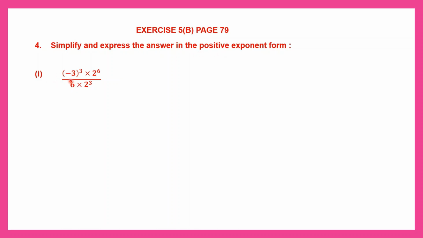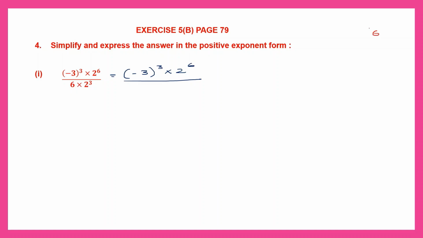So let's begin. So here we have (-3) raised to the power of 3 into 2 to the power of 6 by 6 into 2 to the power of 3. Let's begin by writing the same thing in the numerator, (-3)^3 into 2^6. Now here in the denominator, we have 6 which isn't in the exponent form, isn't it? So let's find the prime factors of 6.